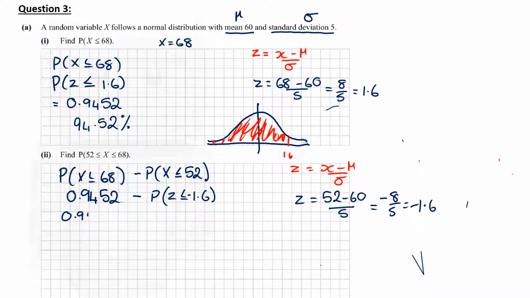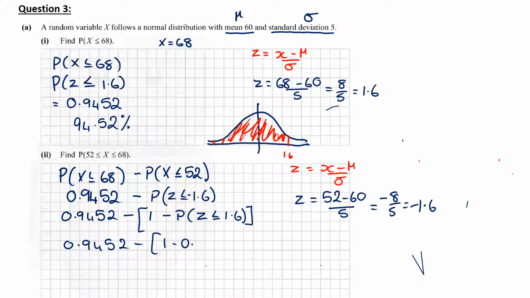Now we can't work directly with a negative number in our tables, so what we have to do instead is change it to a positive. This is all covered in the videos linked in the description. So 0.9452 minus 1 minus 0.9452. And working all that out, 0.8904, which is 89.04%. So you can write it either way.